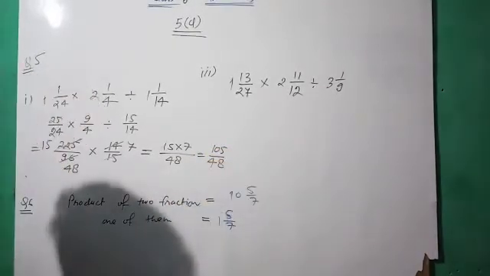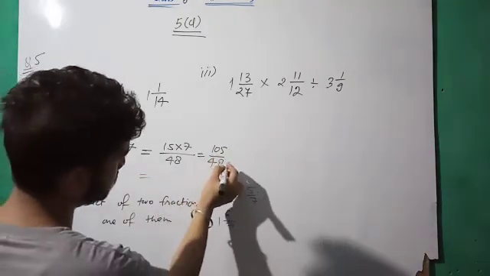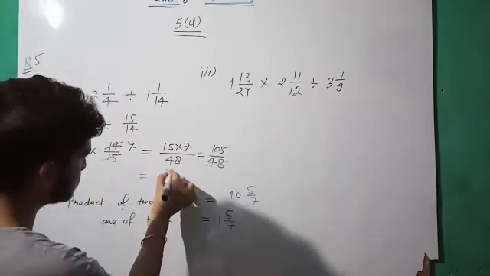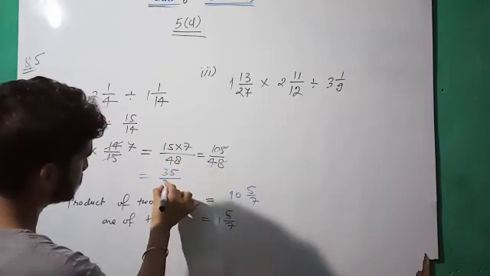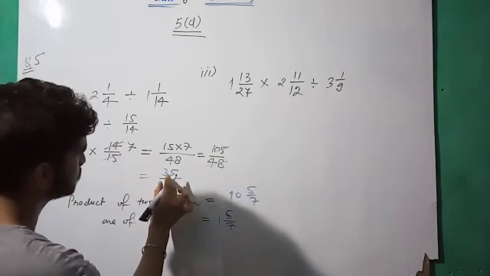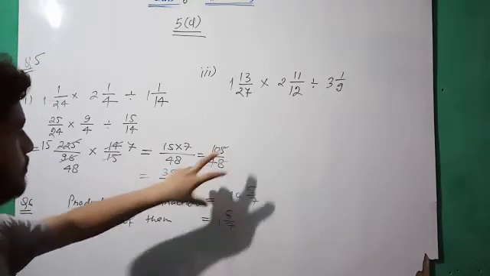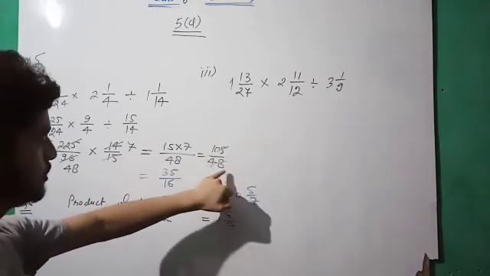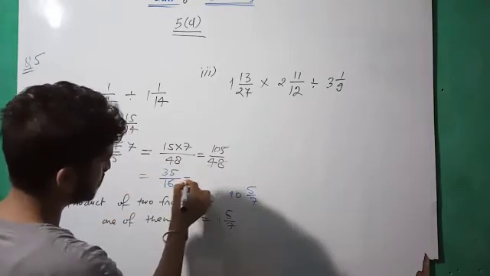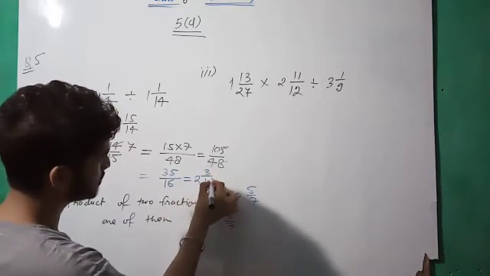Okay, now we have to divide these two numbers, because this is not the simplest form, because we have to divide it by 3. If you divide 105 by 3, that is 35, and if you divide 48 by 3, that is 16. So 35 upon 16 is the answer. And further, if you want to find the mixed fraction, that is 2 whole 3 upon 16.